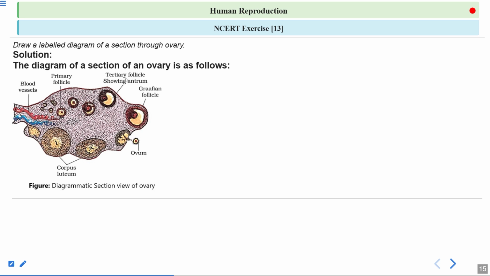Then what happens? The remaining part of the Graafian follicle transforms into the corpus luteum, which acts as a temporary endocrine gland. It secretes progesterone.